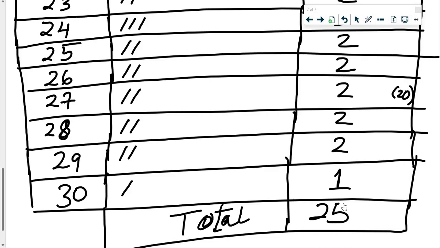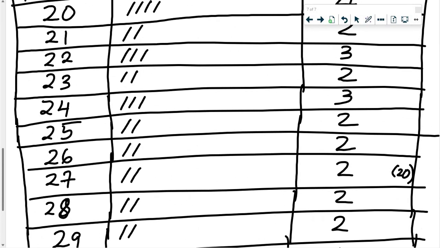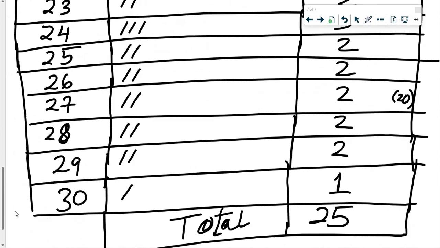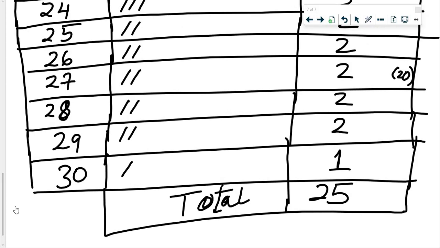So that means my table is correct. Because here when you count one by one, you get 25. Let us count again. 1, 2, 3, 4, 5, 6, 7, 8, 9, 10, 11, 12, 13, 14, 15, 16, 17, 18, 19, 20, 21, 22, 23, 24, 25. So that means we got it correct. We got the table correct.